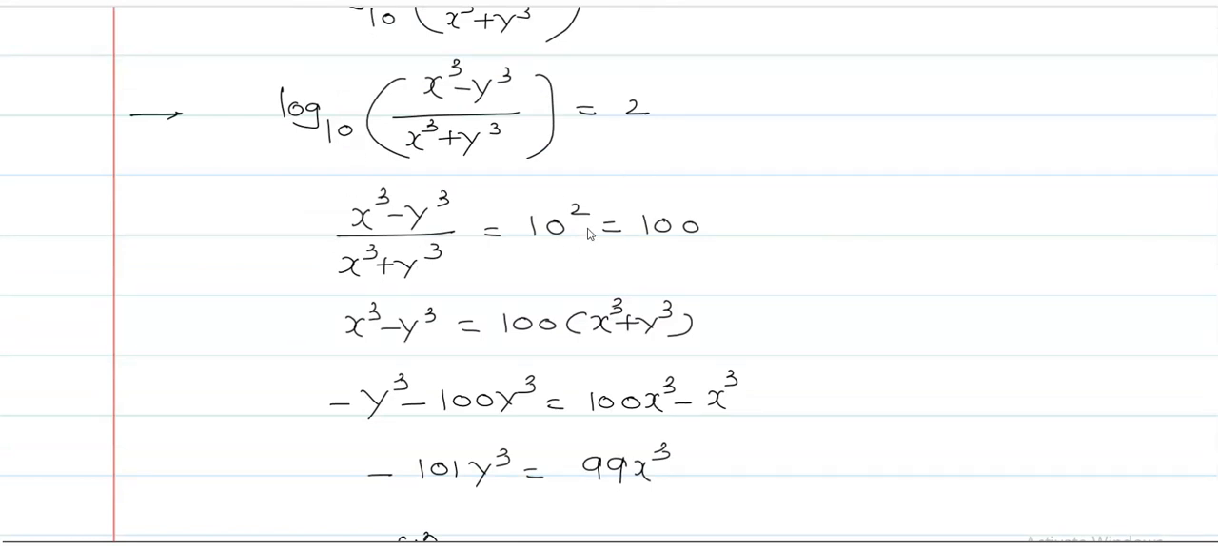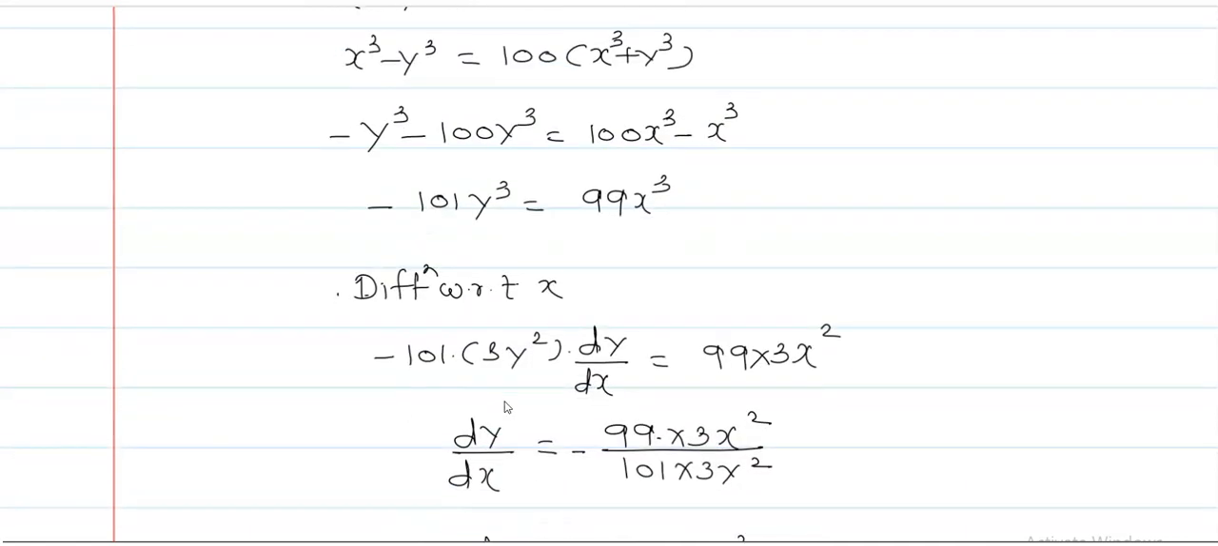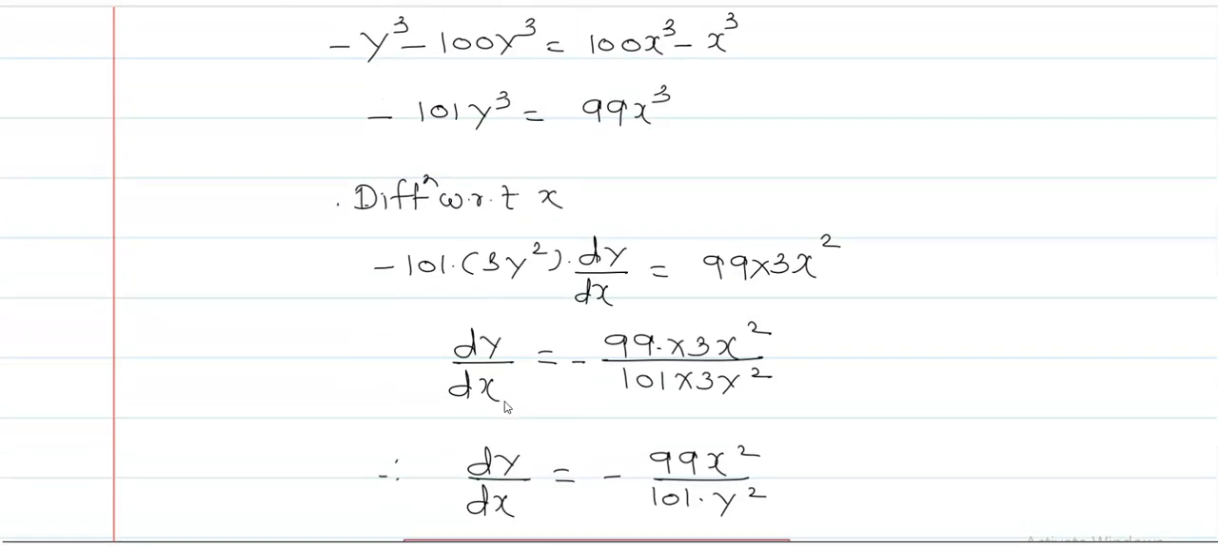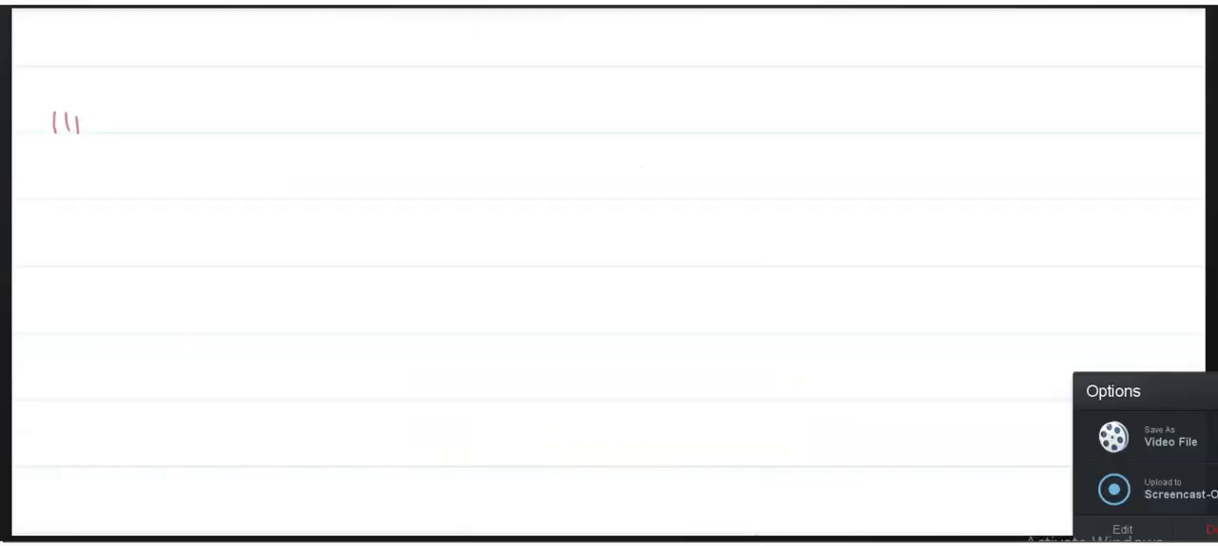That is 10 raised to 2 means 100. Cross multiplication. 101y cube is equals to 99x cube. Differentiate, and you are getting the answer. What is that? Here is 3x square upon 3y square. Now next is the third one.